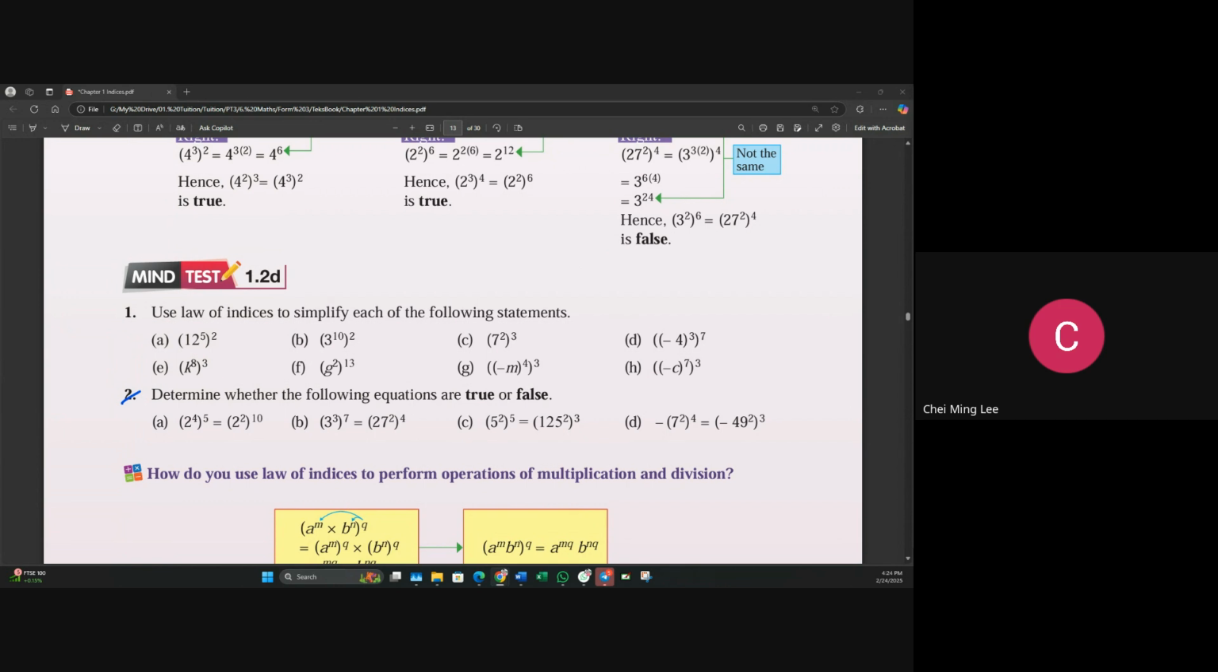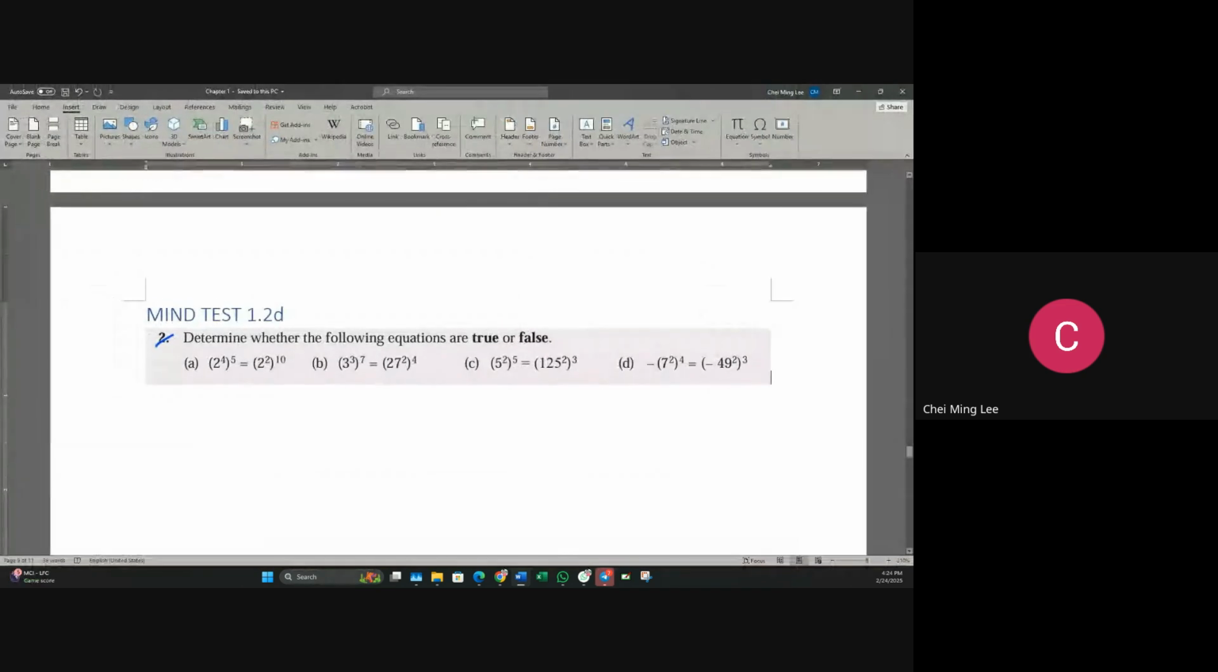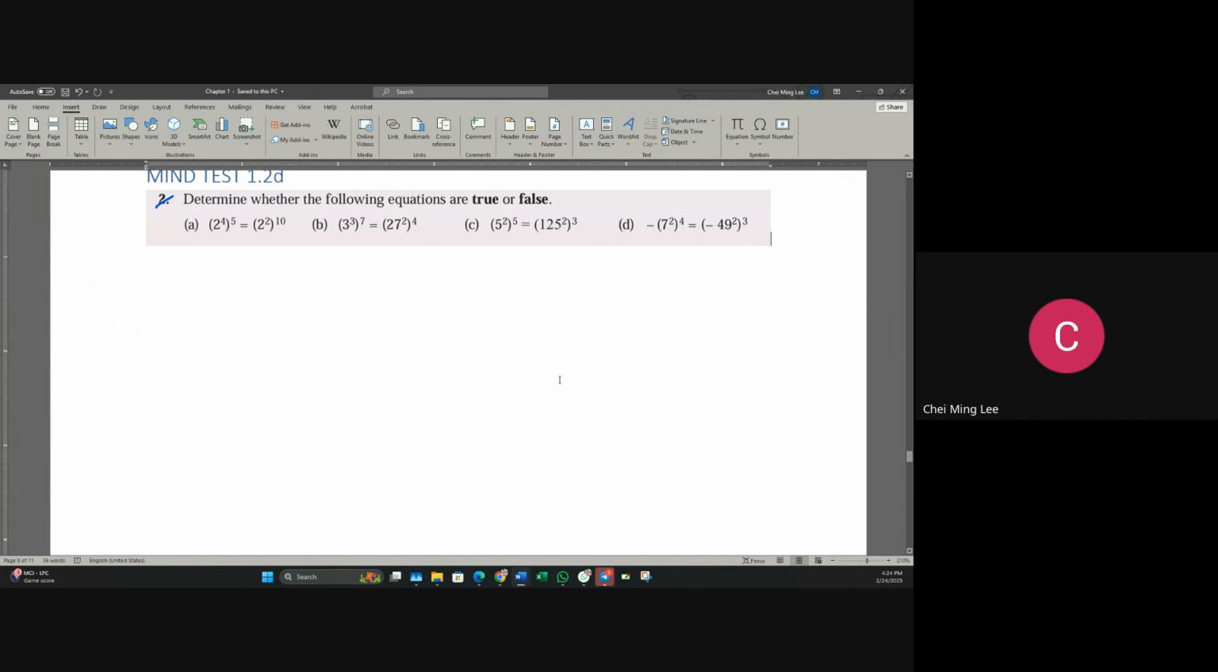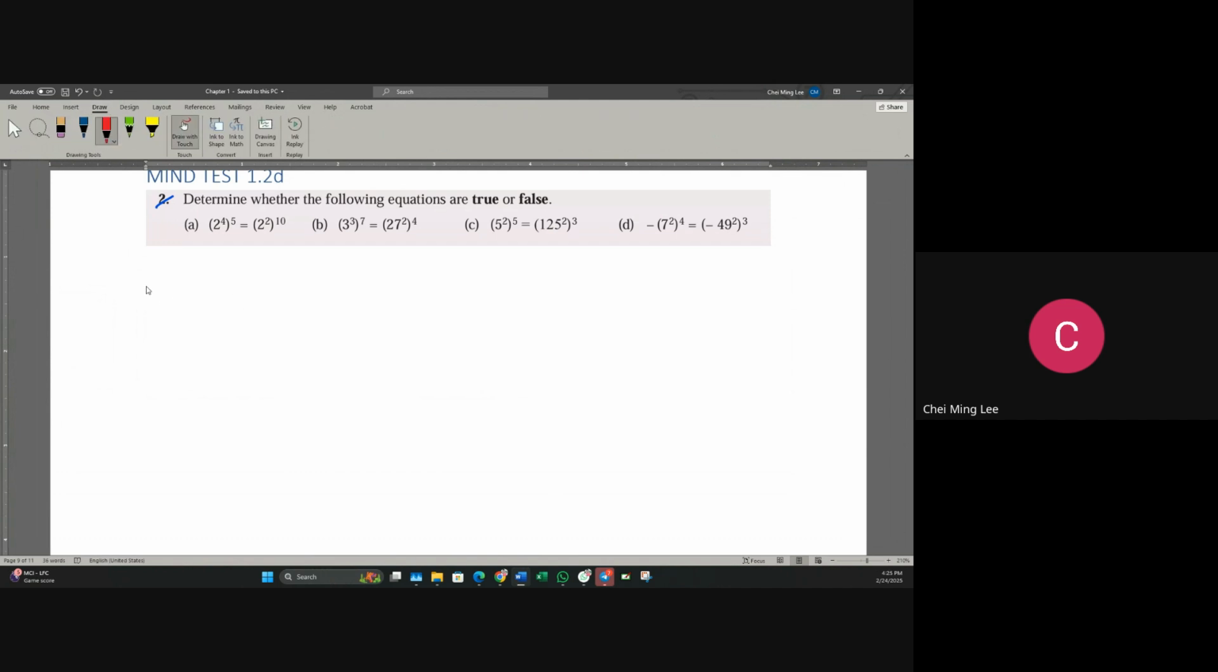Finish? Okay. So let's see the answer. Now determine whether the following are true or false. So let's take the first one.